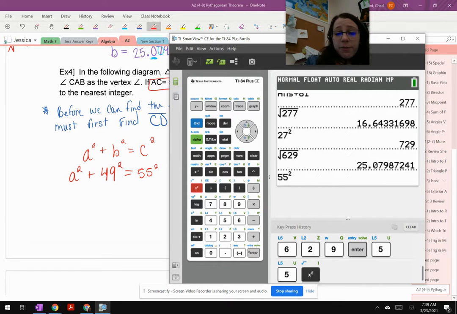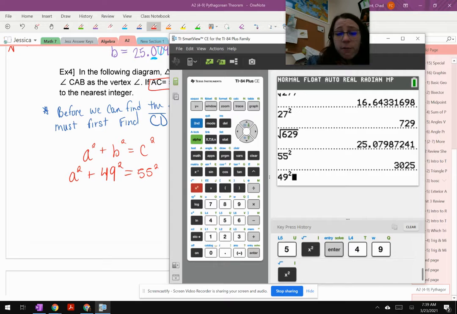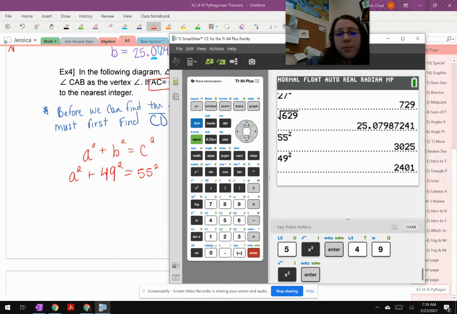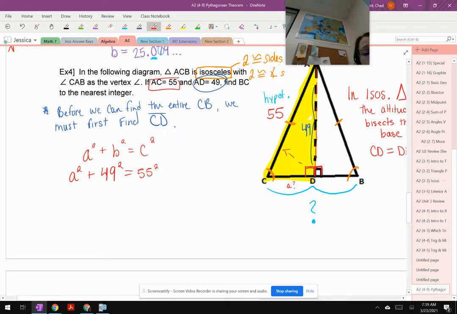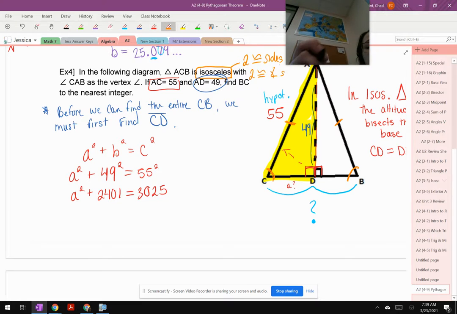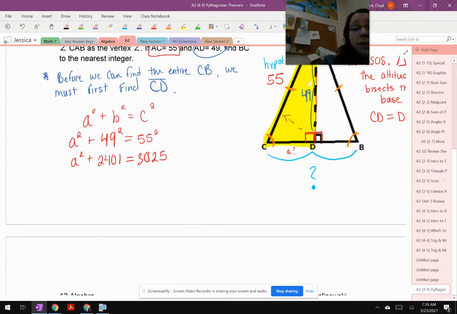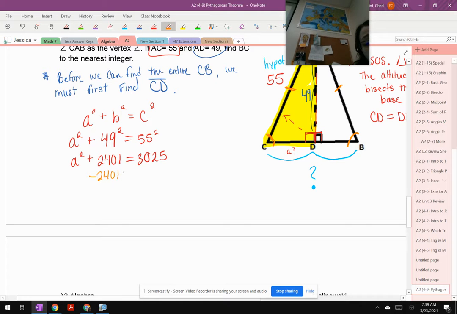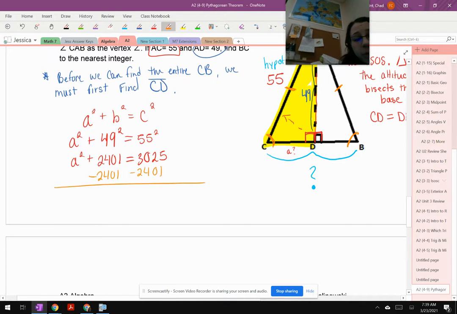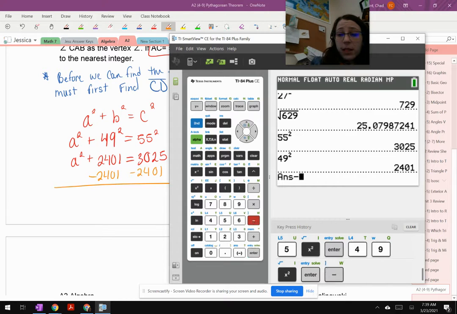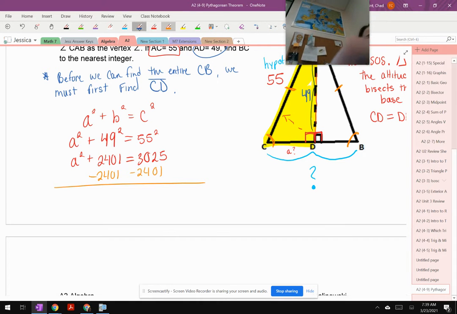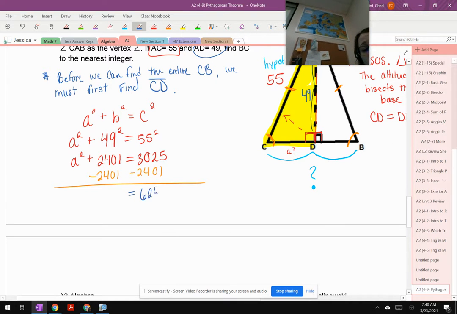All right, so we're squaring 55 because who knows what that is. We're squaring 49 because also who knows what that is. So 2401, so A squared plus 2401 is equal to 3025. And again, here we're just solving for that missing variable. Minus the 2401 from both sides. I'm just going to do it backwards. So 624, but it's positive because I put it in the calculator backwards.